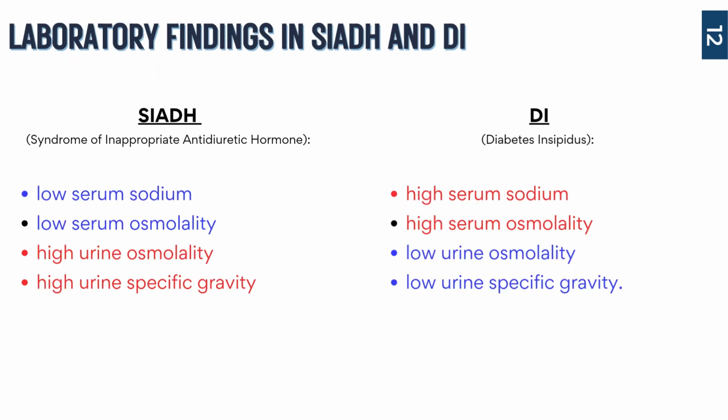But yeah. So lab findings. Okay. So in SIADH, we typically see low serum sodium, hyponatremia, and low serum osmolarity. Okay. So when you don't have a lot of electrolytes in there, the osmolality is going to be lower, right? Okay. Because the blood is diluted, because we retained water, right?